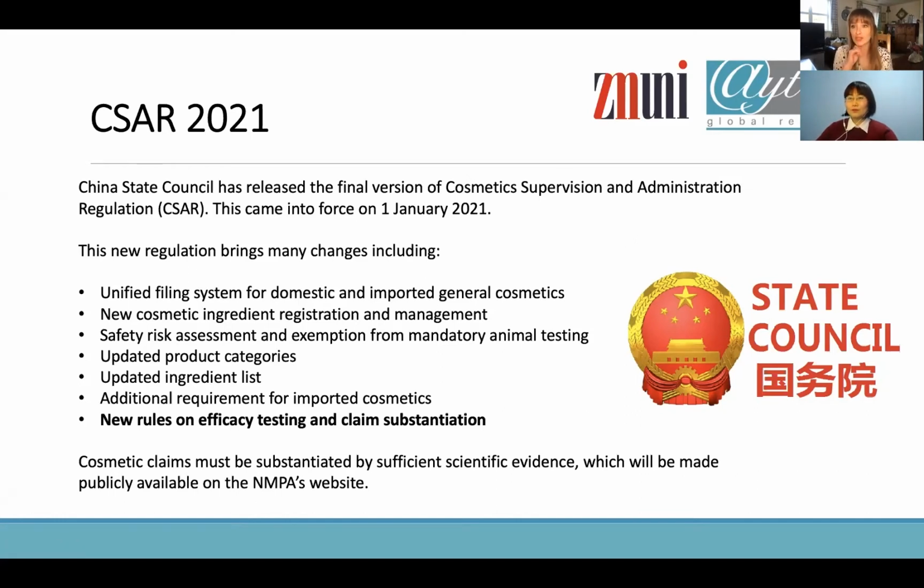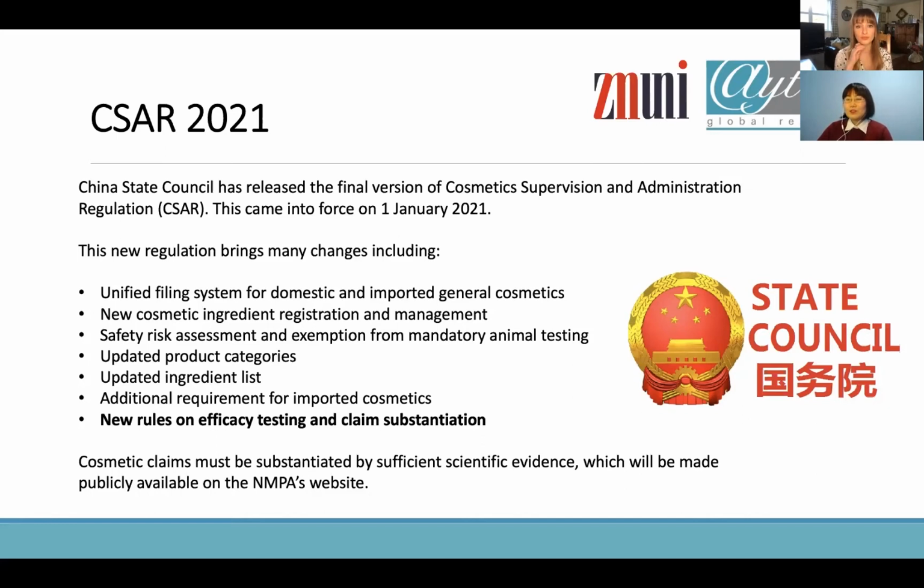So Luna's going to give us a bit more detail about what the new regulation is. So over to you, Luna. Yes. So China's State Council, the NMPA, essentially it's China's version of the FDA, released a series of cosmetic regulations last year.